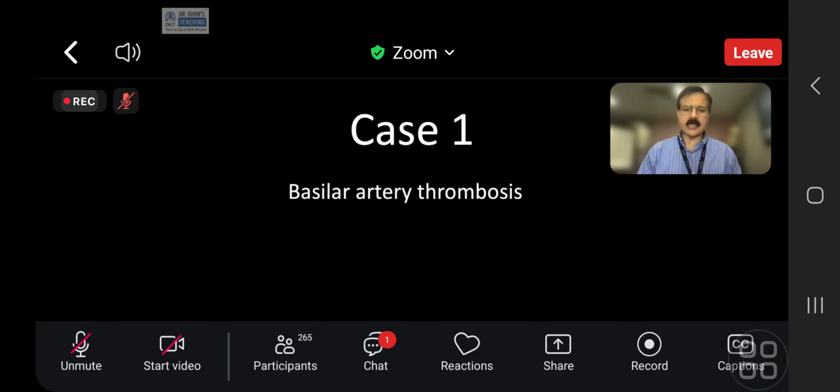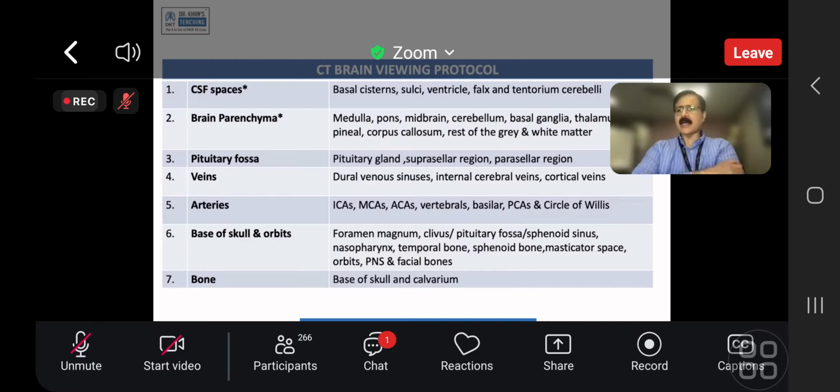Now, this case one is basilar artery thrombosis. The key thing here, as the candidate did very well, was to go through the viewing protocol quickly, did not pick up anything, and then the candidate started going through the checklist or the viewing protocol, and very soon did pick up the basilar artery thrombosis.